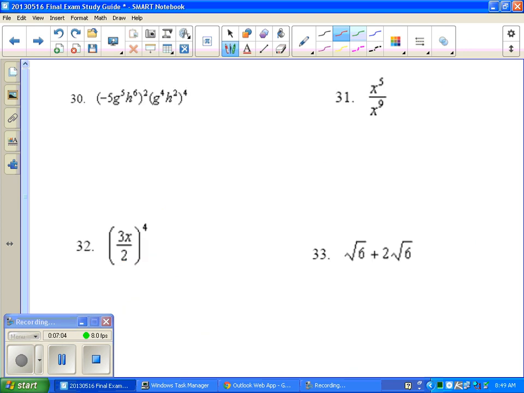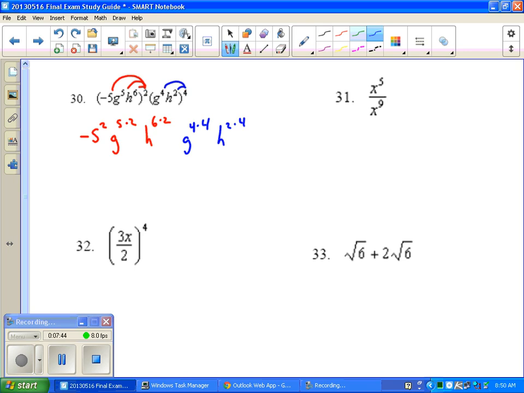Number 30, we have this great long problem. You do 30 just like the beginning of 30, just like we did 29. Make sure squared goes to everything though. Squared goes to -5, so -5 squared. Squared goes to g to the 5th, so it's g to the 5th times 2 since you're raising an exponent to an exponent. And squared also goes to h to the 6th, so h to the 6th times 2. Do the same thing with the other monomial on the right. Make sure g to the 4th gets raised to the 4th power, so times 4. And h to the 2nd gets raised to the 4th power, so h to the 2nd times 4.